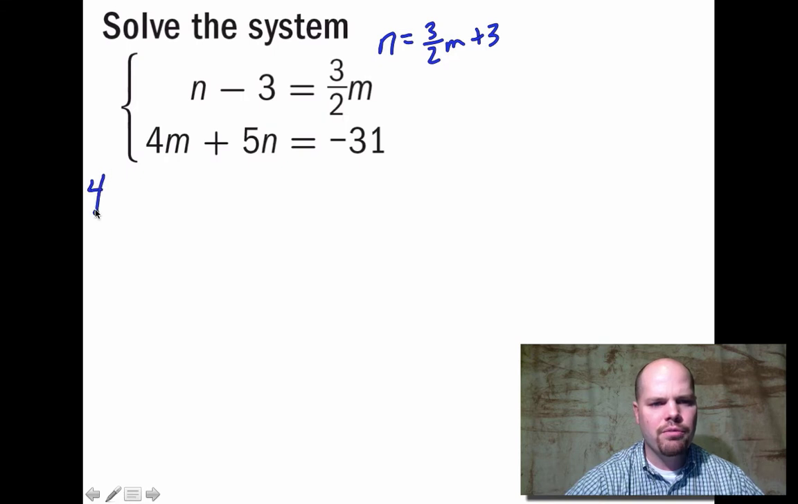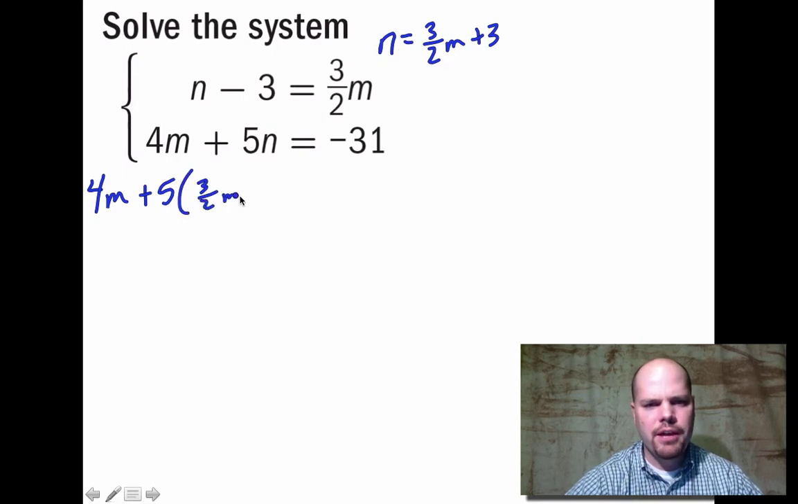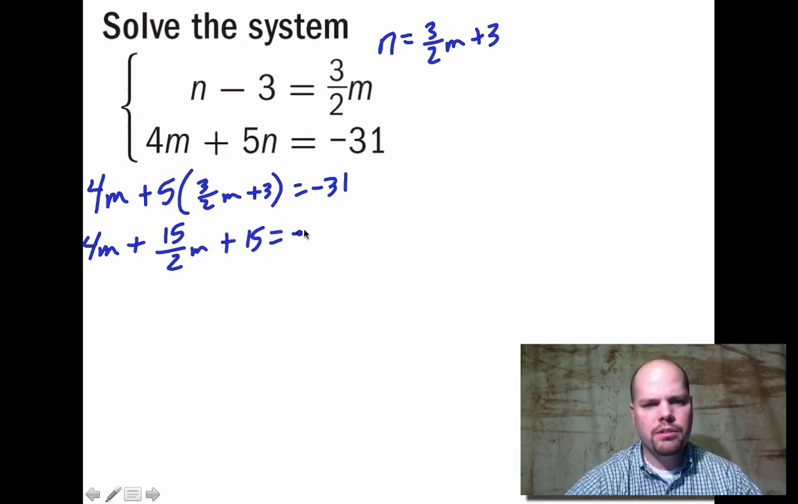So I'd end up with 4m plus 5 times (3/2 m plus 3) equals -31. Now I have an equation with one variable. I can solve this for m. So 4m plus 15/2 m plus 15 equals -31. Add these m's together. Let's make this half, so this will be 8/2. 8/2 m plus 15/2 m is 23/2 m.